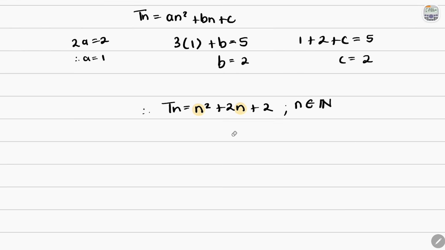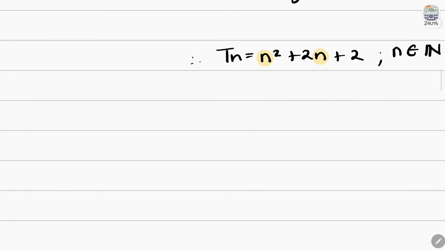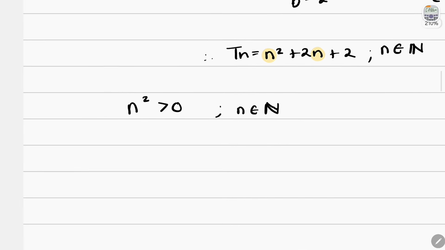So how do we prove that this is always going to produce positive values if we know that n is an element of the natural numbers? Well, let's look at each part of this expression. So we have n squared. n squared, regardless of what n is, even if n was not a natural number, would still always be positive because you're squaring this value. So this will always be greater than 0 for n an element of the natural numbers.